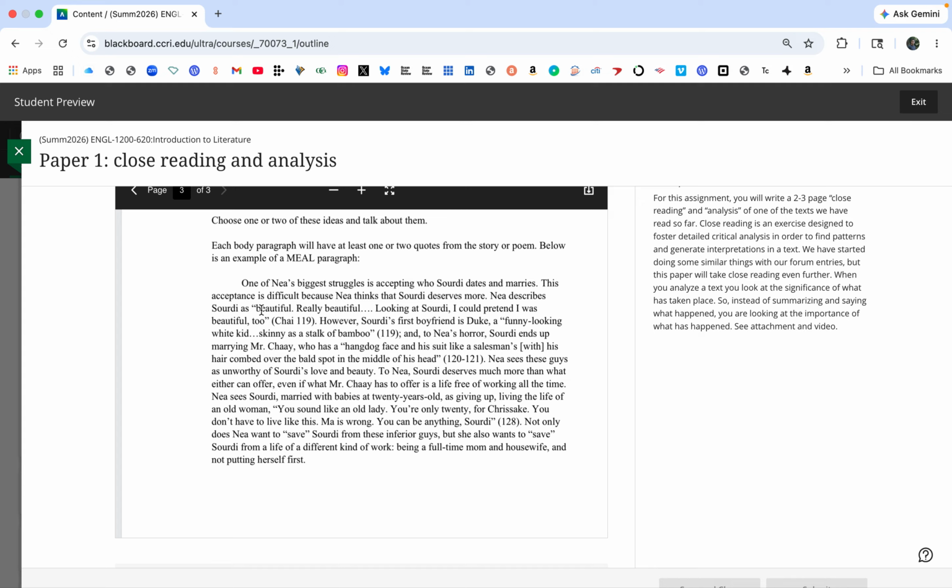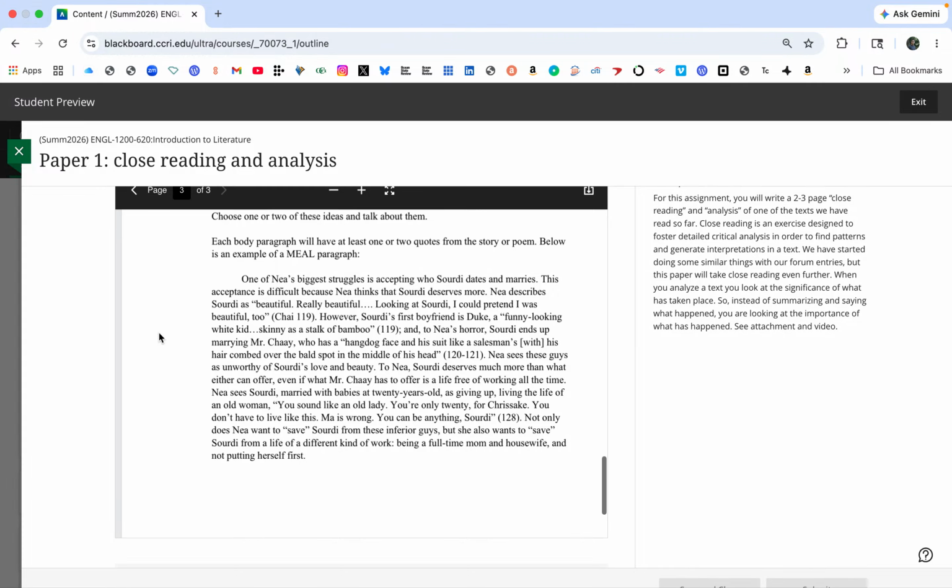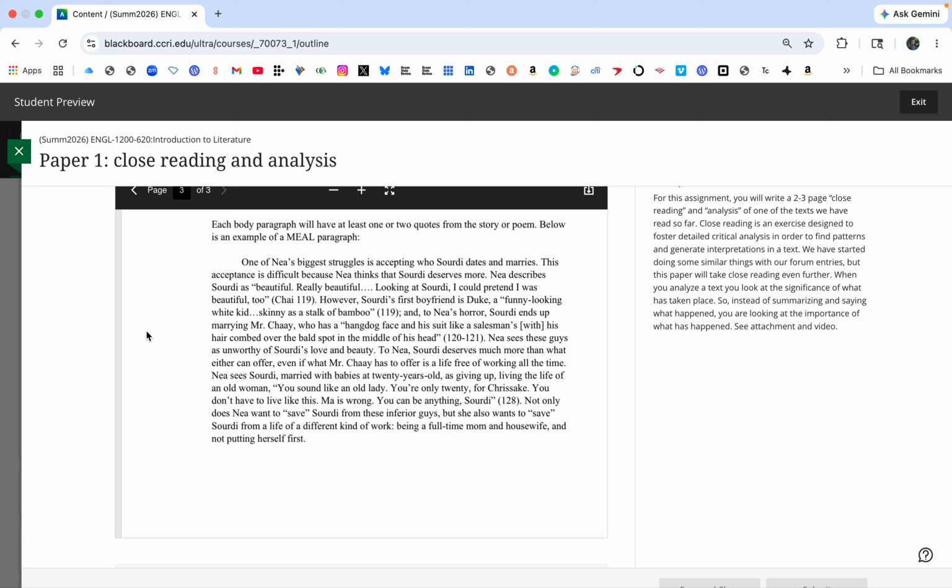And after each quote, you're fine with including one quote per body paragraph. I have a couple more here, but if you just include one, that's good. After each quote, you're going to analyze the quote. However, Sortie's first boyfriend is Duke, a, quote, "funny-looking white kid skinny as a stalk of bamboo." And to Nia's horror, Sortie ends up marrying Mr. Che, who has a, quote, "hangdog face and his suit like a salesman's, with his hair combed over the bald spot in the middle of his head."